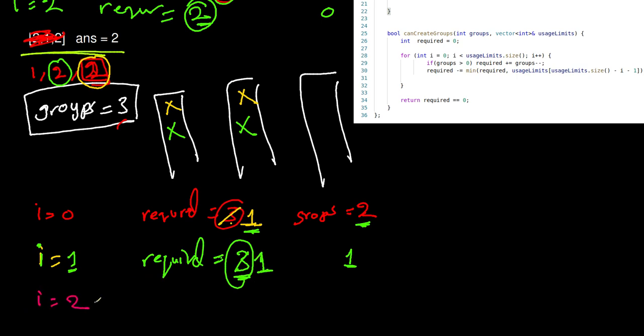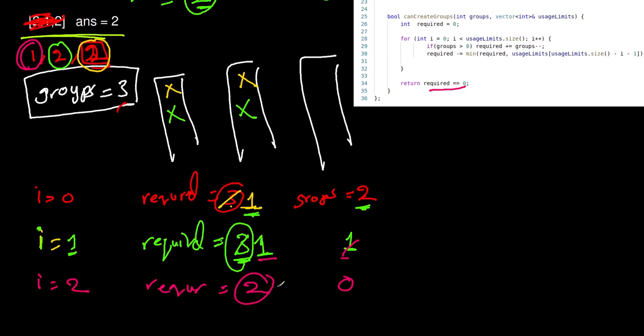I equal 2, required equal 1 plus 1 is 2, groups is 0. Now we need 2 and we have only 1, so in this case the required is 2 minus 1. So if we put this one here, this group is still empty, so 2 minus 1 is 1. We still need one element. In this case we return false, and so we need to check for lower value.